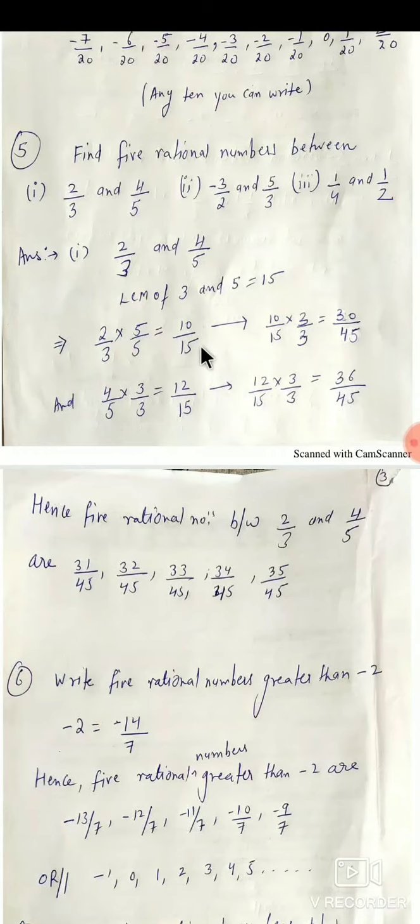So you can see 10 by 15 and 12 by 15. Only one rational number, 11 by 15, I can write down. But the requirement is 5. So that means further I can multiply by 3, or 4, 5, whatever number you can choose. So I'm multiplying by 3, it is coming 30 by 45 and 36 by 45. So I can write down any 5 rational numbers now between 2 by 3 and 4 by 5. That means 31 by 45, 32 by 45, 33 by 45, 34 by 45, 35 by 45.